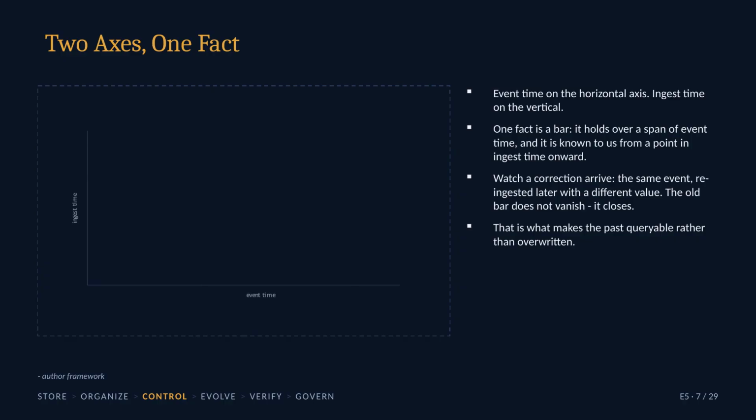2 axes make this concrete. Event time runs horizontally, ingest time vertically. One fact is a bar, it holds over some span of event time, and it is known to us from some point in ingest time onwards. Now watch a correction arrive, the same event, re-ingested later with a different value. The earlier bar does not vanish. It closes. And that distinction is the entire mechanical difference between a store you can ask historical questions of and a store you have been overwriting. Deleting the old value destroys the only evidence that you ever believed something else, which is exactly the evidence an audit needs. The vertical axis is the one people leave out, and leaving it out is what makes corrections destructive.